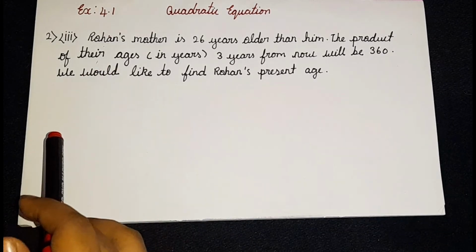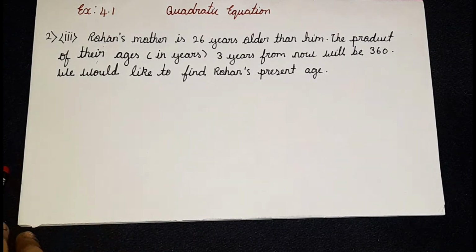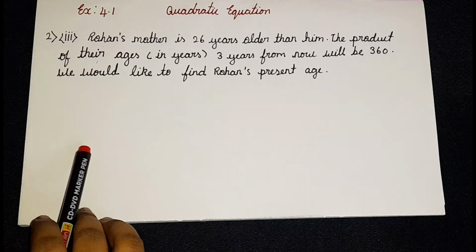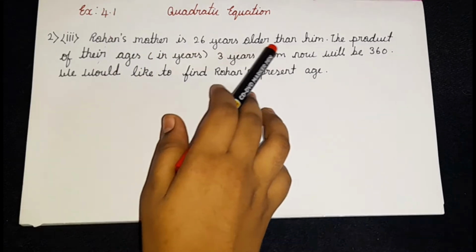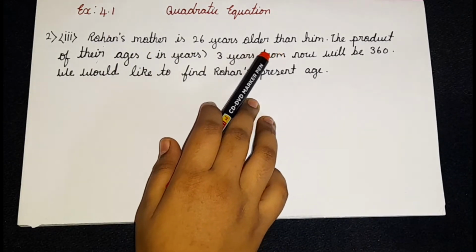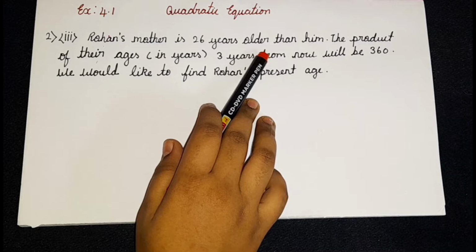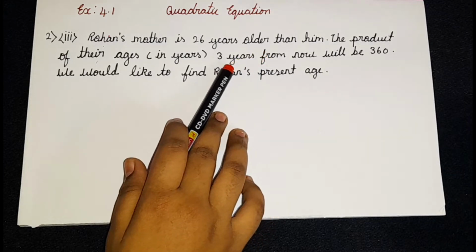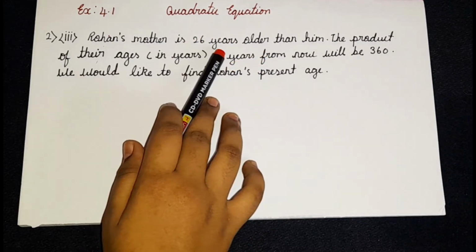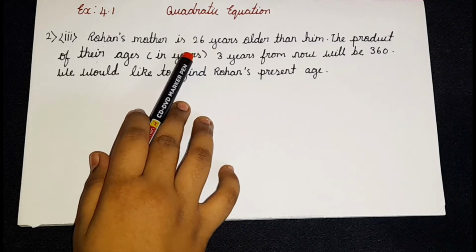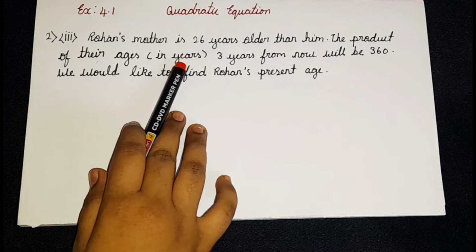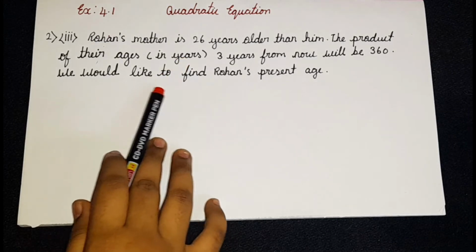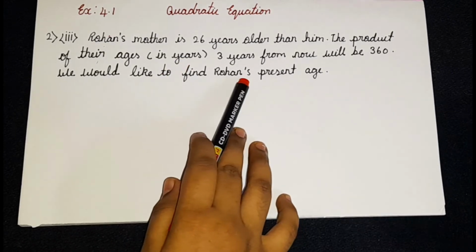So as you guys know, as per the second question, we are supposed to form a quadratic equation. Here there is a boy named Rohan, and his mother is 26 years elder than him. Rohan's age is not mentioned in this, and the mother's age is also not mentioned. But they mentioned the years. So if we count on from Rohan's age, then we'll get to know the mother's age as well, of course. As per the question, we are supposed to find Rohan's present age.